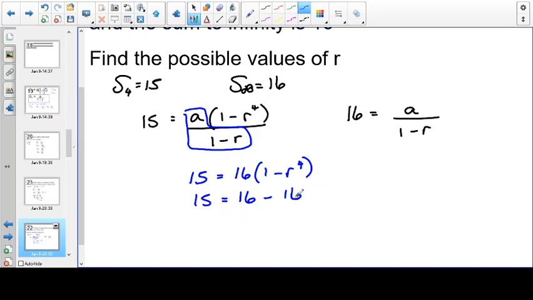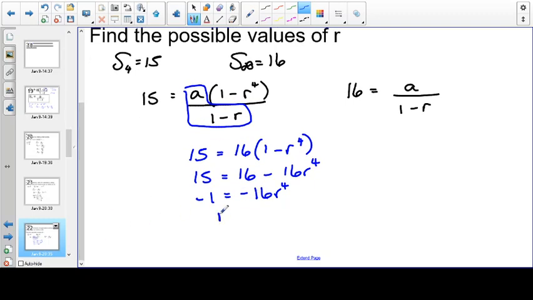16 minus 16R to the 4. Take away 16. So that's going to be minus 1. Minus 1 equals minus 16R to the 4. Divide by minus 16. R to the 4 equals 1/16. And then take the fourth root. R is the fourth root of a 16th, which is a half. Fourth root of 1 is 1. Fourth root of 16 is 2. And that's R.